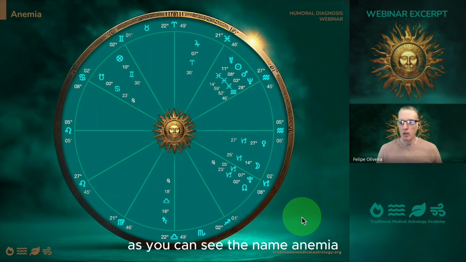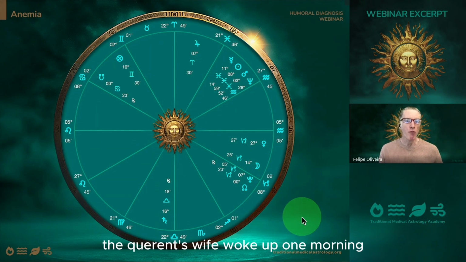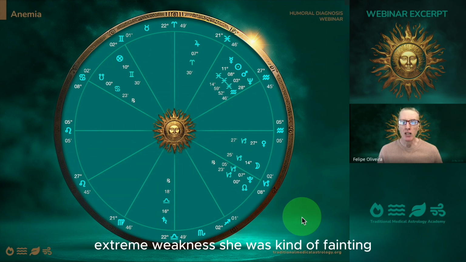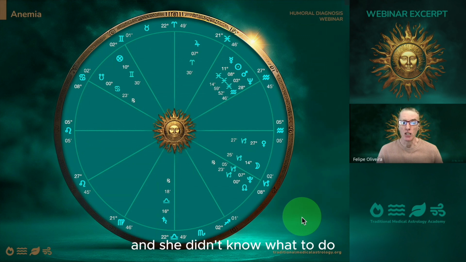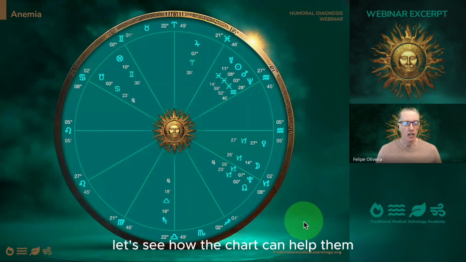As you can see, the name is Anemia, and the context is the querent's wife woke up one morning with complaints of possible blood pressure problems, extreme weakness. She was kind of fainting. He didn't know what to do, and she didn't know what to do, so they were at a loss. So he asked the question, what's wrong with her and what can we do? Let's see how the chart can help them.